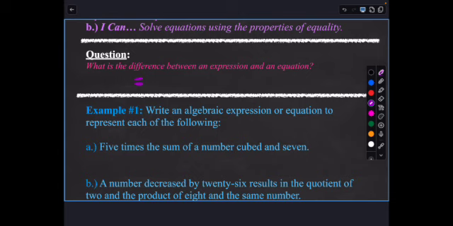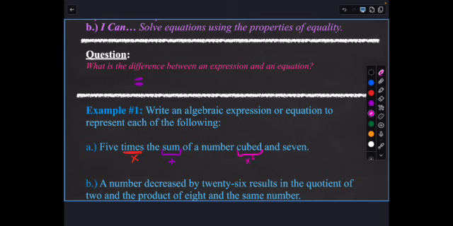So example 1, write an algebraic expression or equation to represent each of the following. So we're taking all these words, and we want to write an equation for this. So part A, 5 times the sum of a number cubed and 7. Well, we know what the word times means. We know that that's multiplication. We know that sum means addition. We know that cubed is an exponent of 3. Okay, so something to the power of 3.